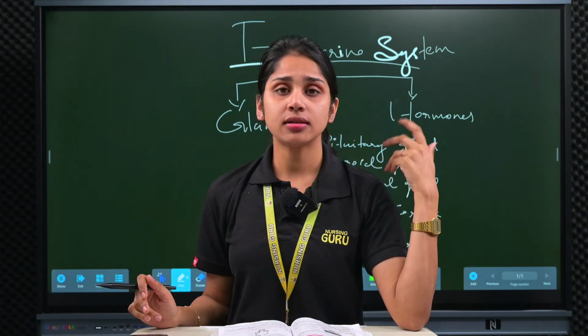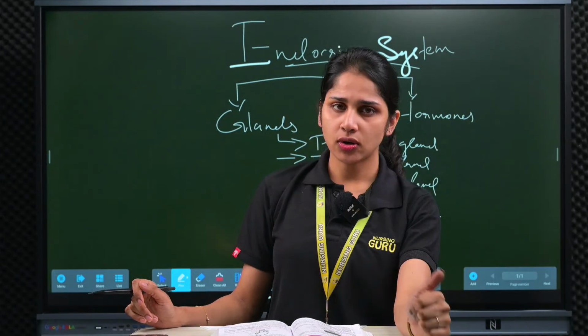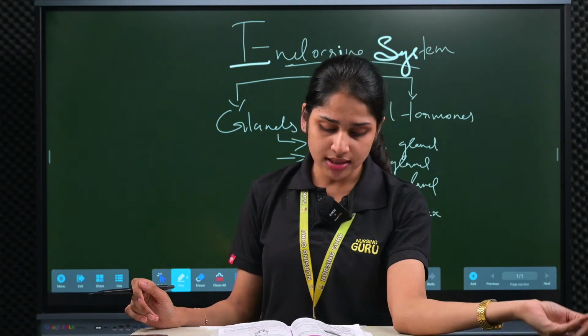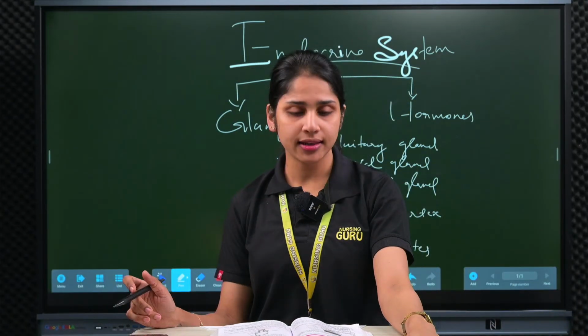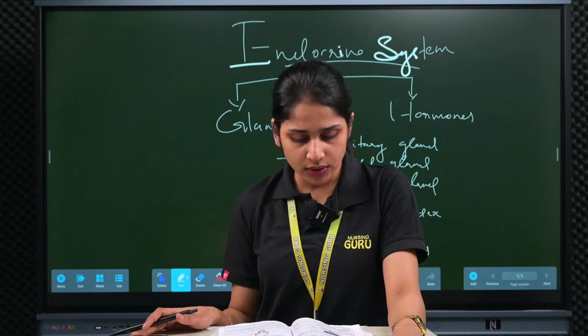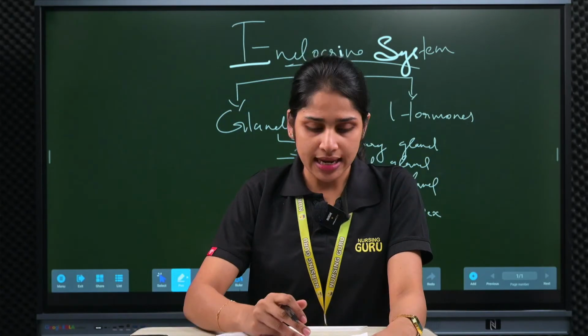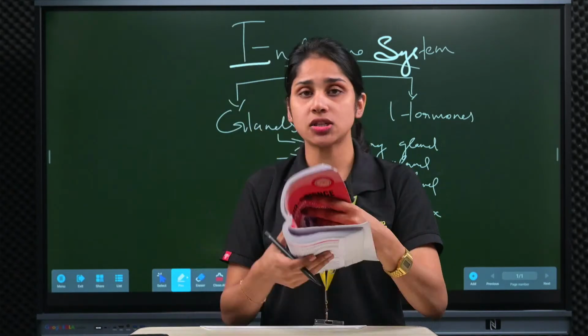And what are the hormones in thyroid gland? The main hormones in the thyroid gland are thyroxine and thyrocalcitonin. So these two are the hormones produced in the thyroid gland. Next, what are the main functions of thyroid gland? The main function is that it controls the body's metabolic activities.